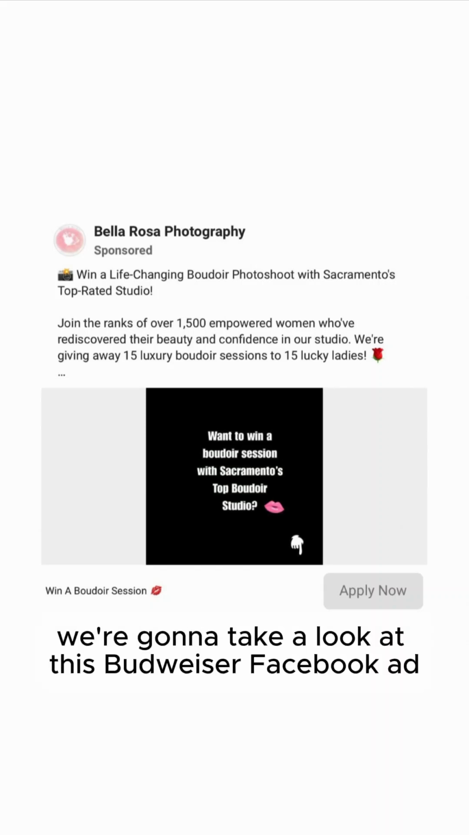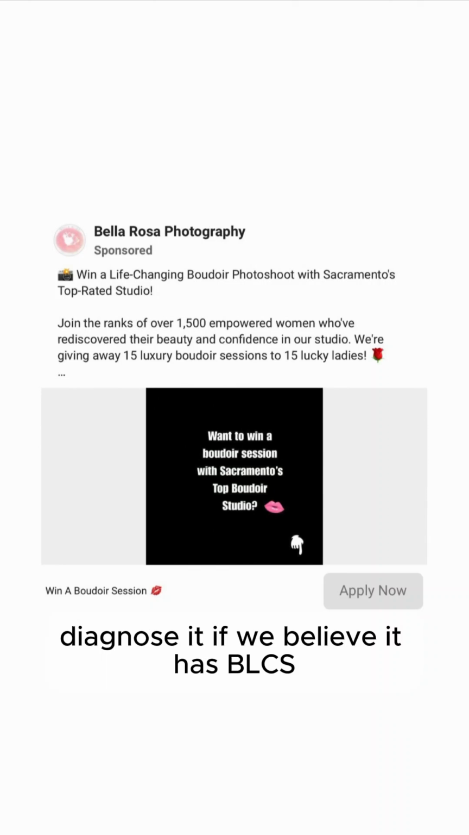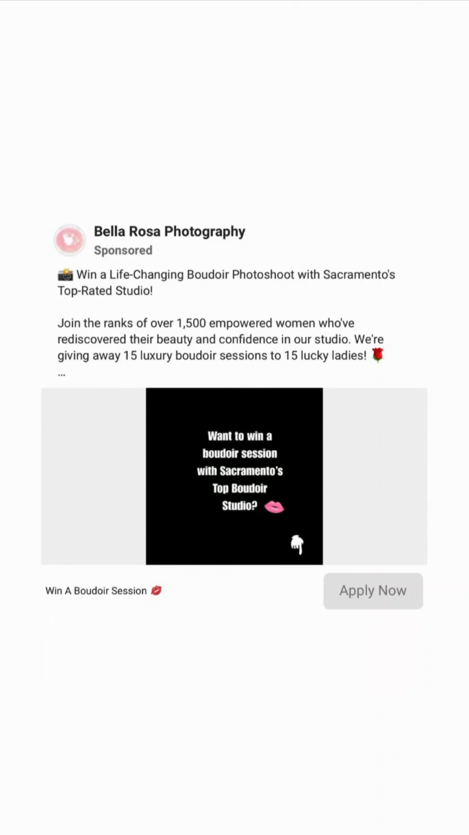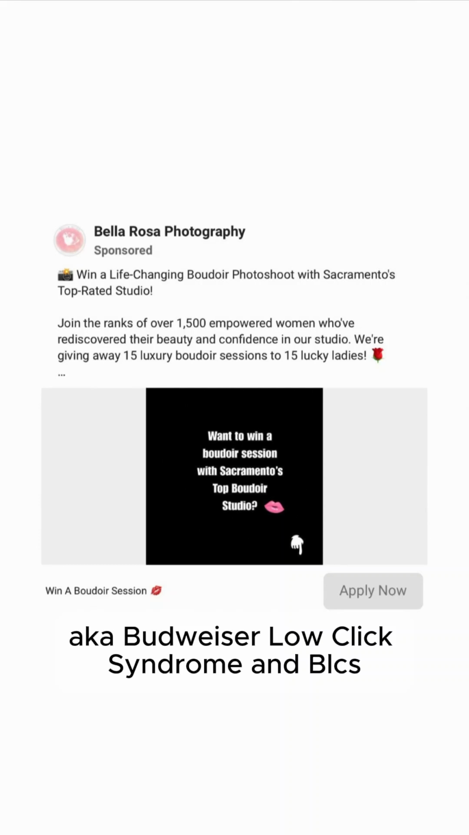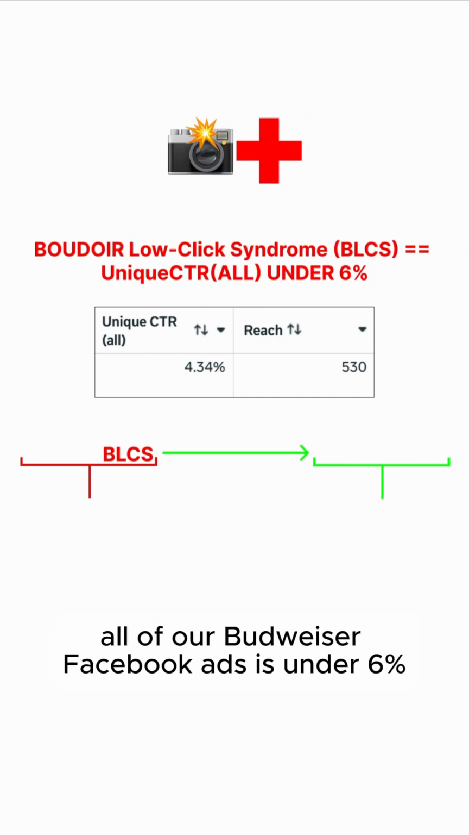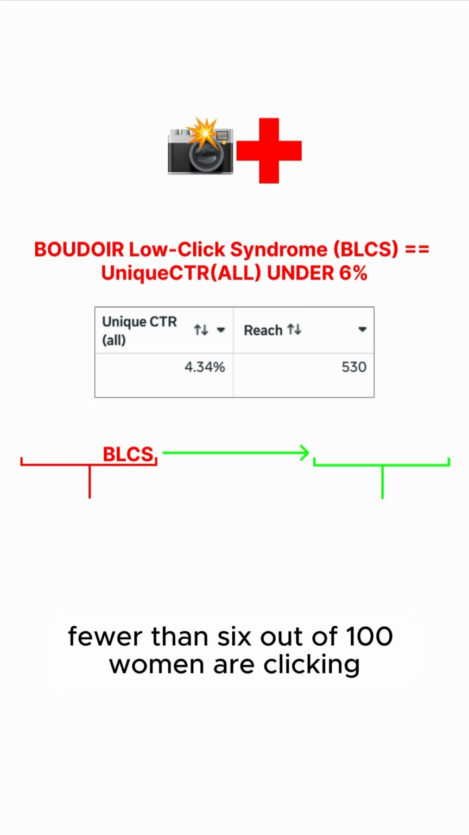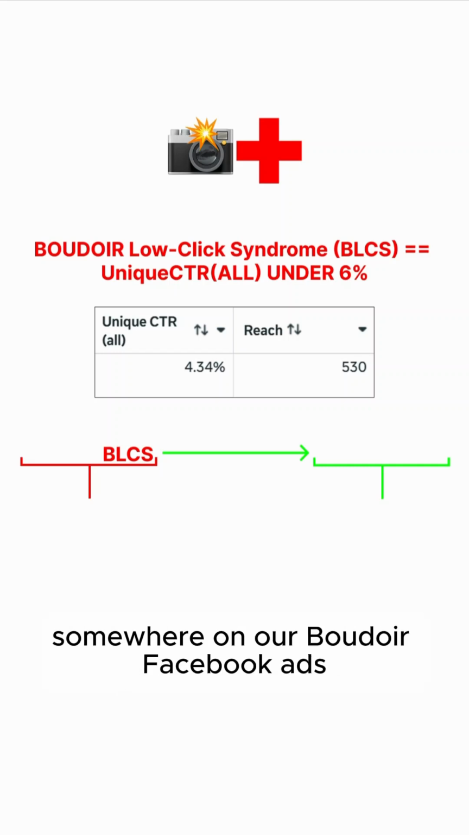All right, y'all, we're going to take a look at this Boudoir Facebook ad and diagnose it if we believe it has BLCS, aka Boudoir low click syndrome. BLCS is when the unique CTR of all our Boudoir Facebook ads is under 6%. This means fewer than 6 out of 100 women are clicking somewhere on our Boudoir Facebook ads.